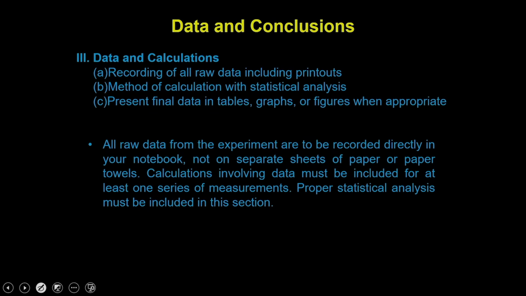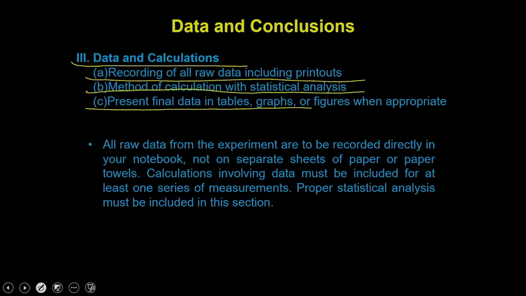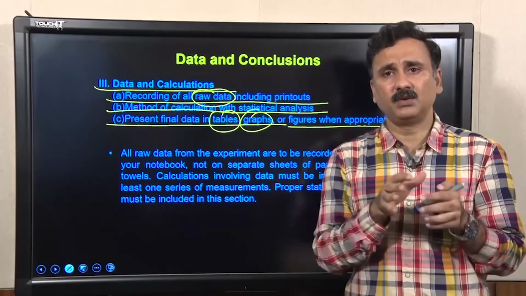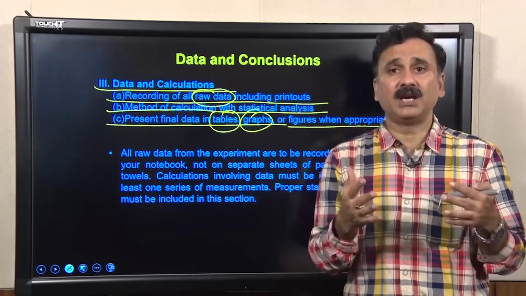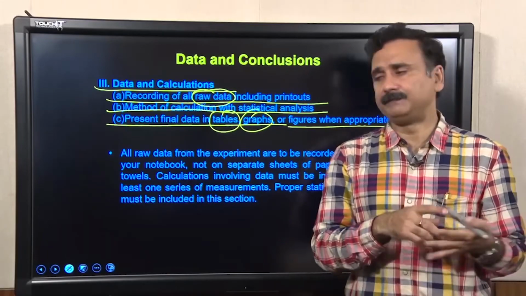Then the third is the data and the calculations. So, you have to record all the raw data including the printouts, then you have to give the method of calculation with statistical analysis, and then you have to present the final data in the form of a table, graph or figure, whatever is appropriate. This section is very important: you should keep the raw data ready for others to follow, and you should put all the equations into your data register, so that people will be able to use those equations and do back calculations to check that you are not making any errors.